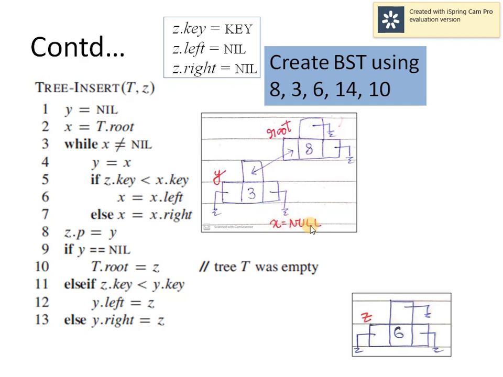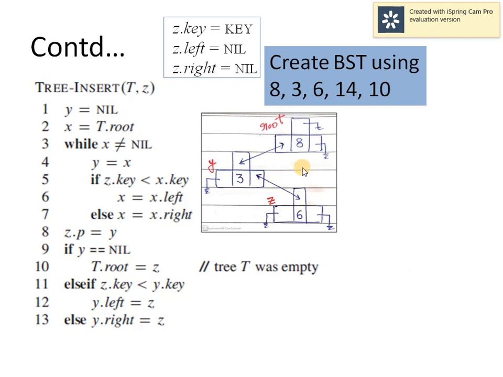And since x reaches null, the while loop will not be executed. We have to update parent of z to y. That means 6's parent will point to y, and since y is not equal to null, we will check z dot key, that is 6, with 3. Is 6 less than 3? No. So y dot right equals z. That means this pointer will start pointing to the z node now.